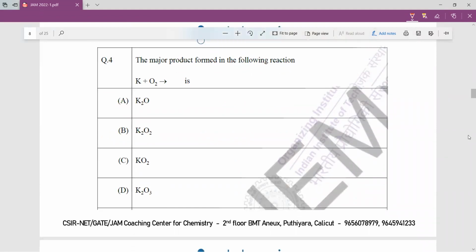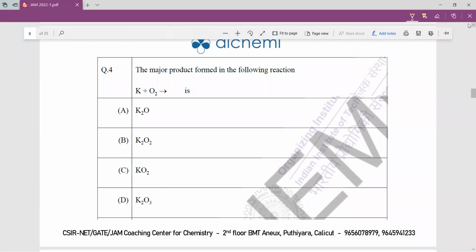The fourth question is like this. The major product formed in the following reaction. K plus O2 gives. When potassium reacts with O2, it's a direct question. We should know these things. It will give you KO2 as the major product. So this will be the major product. Option C is the answer.